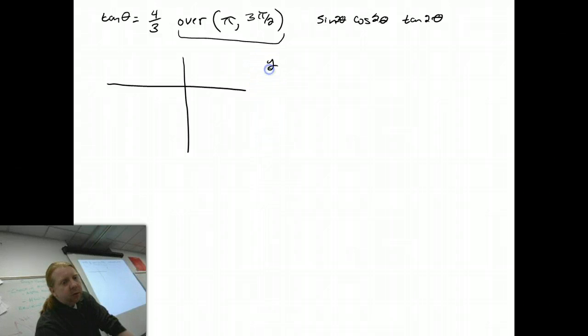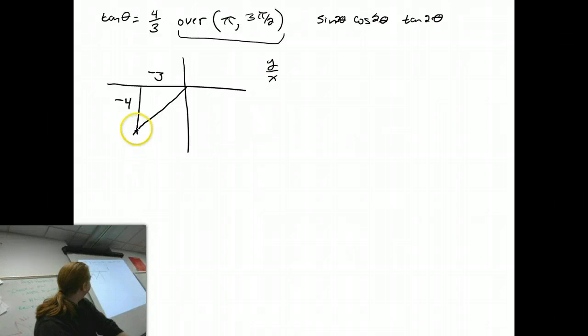Tangent, we know, is y over x. So I'm looking at a triangle that looks like this. Y is 4, x is 3. And it's kind of important to know that these are both negatives to get me to that point. And that also means I'm looking at a radius of 5 when I do the Pythagorean theorem. 3 squared plus 4 squared is equal to 5 squared.